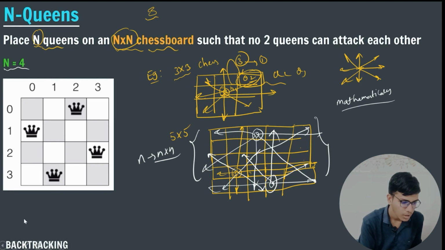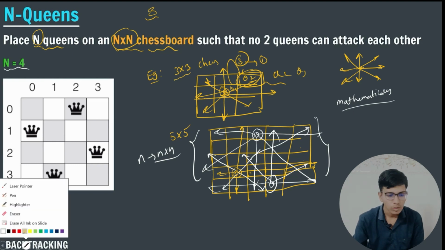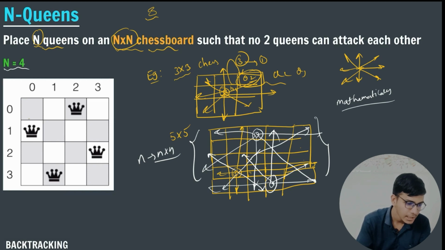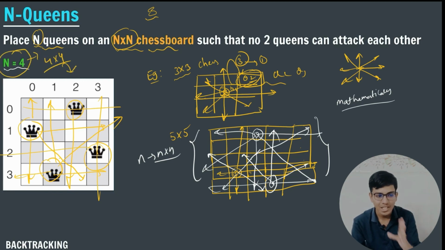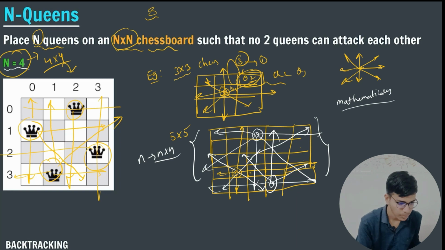So let me change the ink. In this you can see that our first queen is here and this queen will occupy these positions, and my second queen will occupy these cells. Here you can see that in the given example no two queens are attacking each other. So in a 4 cross 4 chessboard, I have placed my n queens, that is 4 queens, in such a way that no two queens are attacking each other. So let me clear the board.